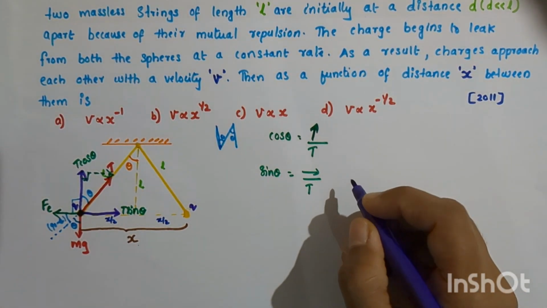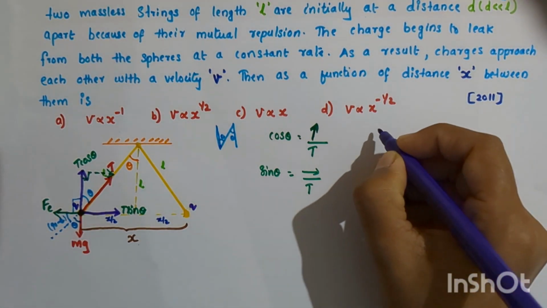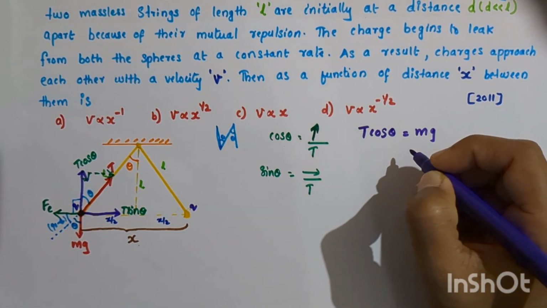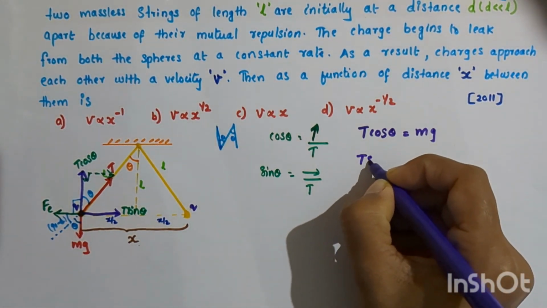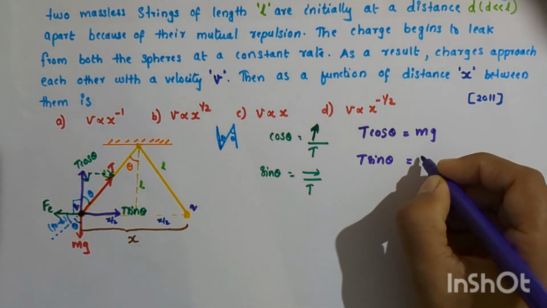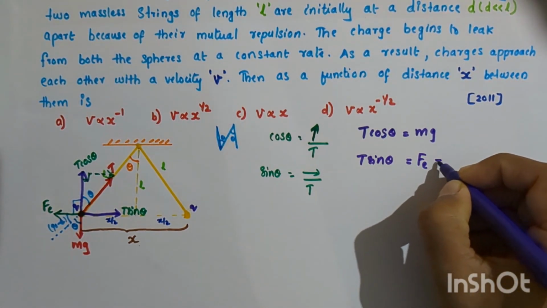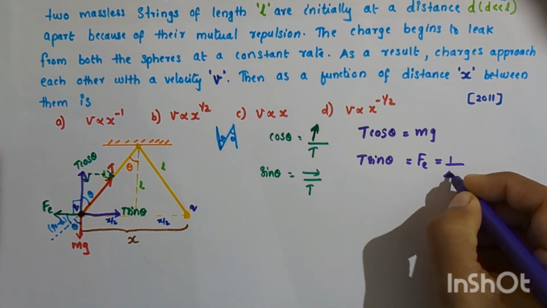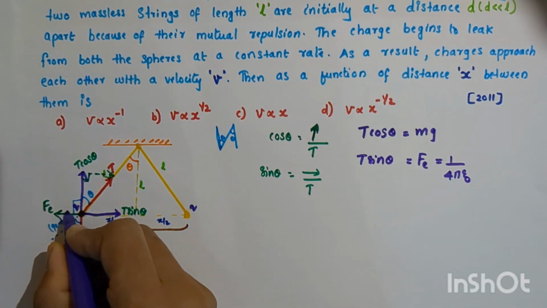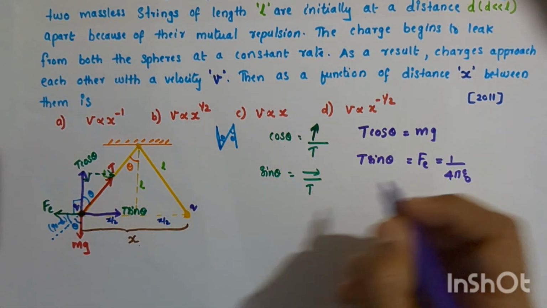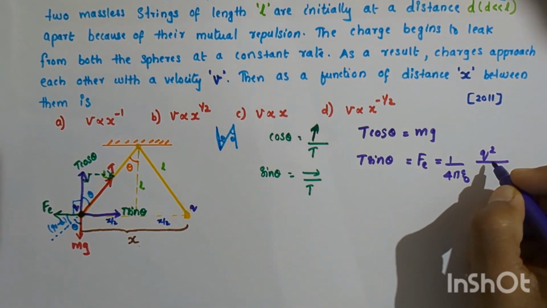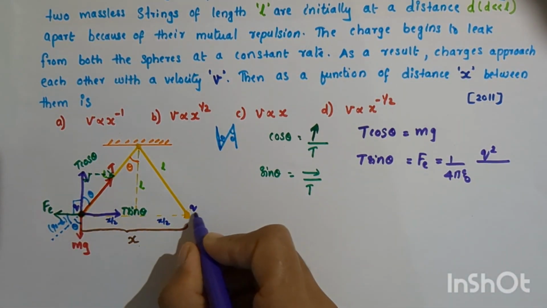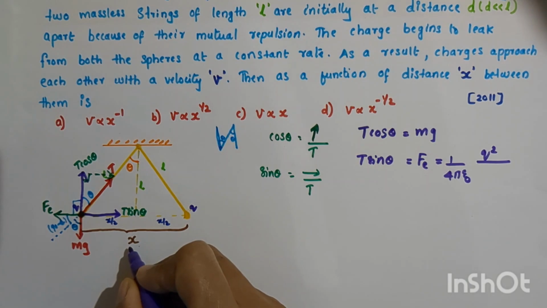Now, at any instant, see this vertical component T cos theta will be equal to this one, mg. And at any instant, this component T sin theta will be equal to this force of repulsion Fe. See, this is the force of repulsion between this charged sphere and this charged sphere. So that can be written as 1 by 4 pi epsilon 0 Q1 into Q2 from Coulomb's law. So Q into Q, Q square, I just took the charge as Q, because both are identical charged spheres. So Q square divided by the distance between them. At any instant, the distance between them is taken as x.